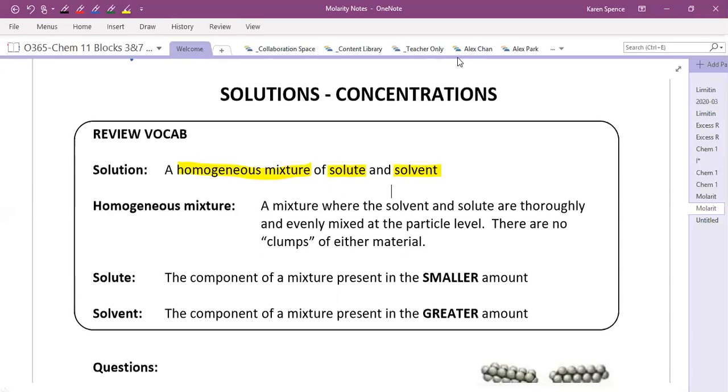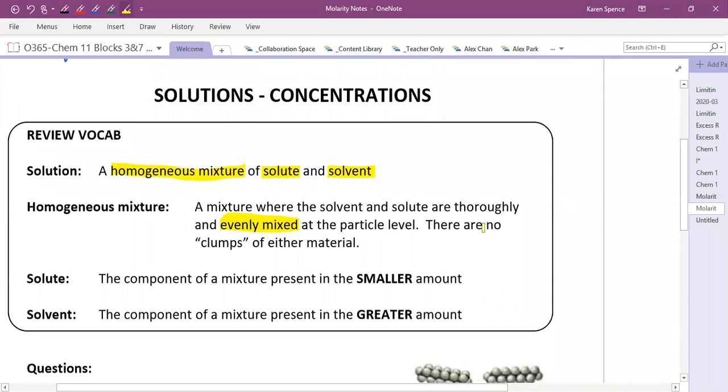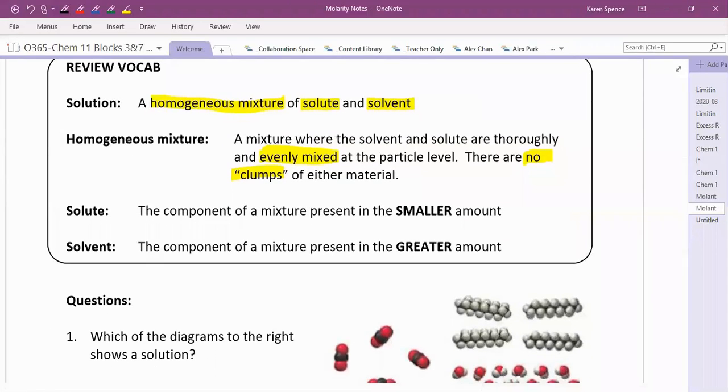Yes, okay, good. So a homogeneous mixture is where the solute and the solvent are evenly mixed at the particle level. So there are no clumps of either material. So you shouldn't be able to see any areas that look like just one thing or just the other thing. And let's just remind ourselves about solute and solvent.